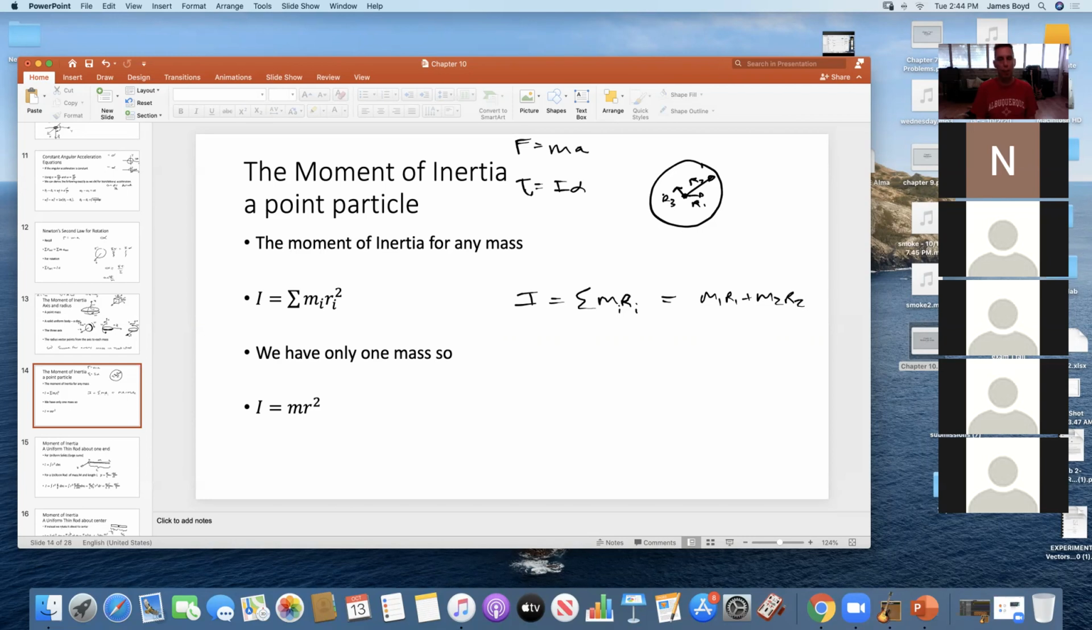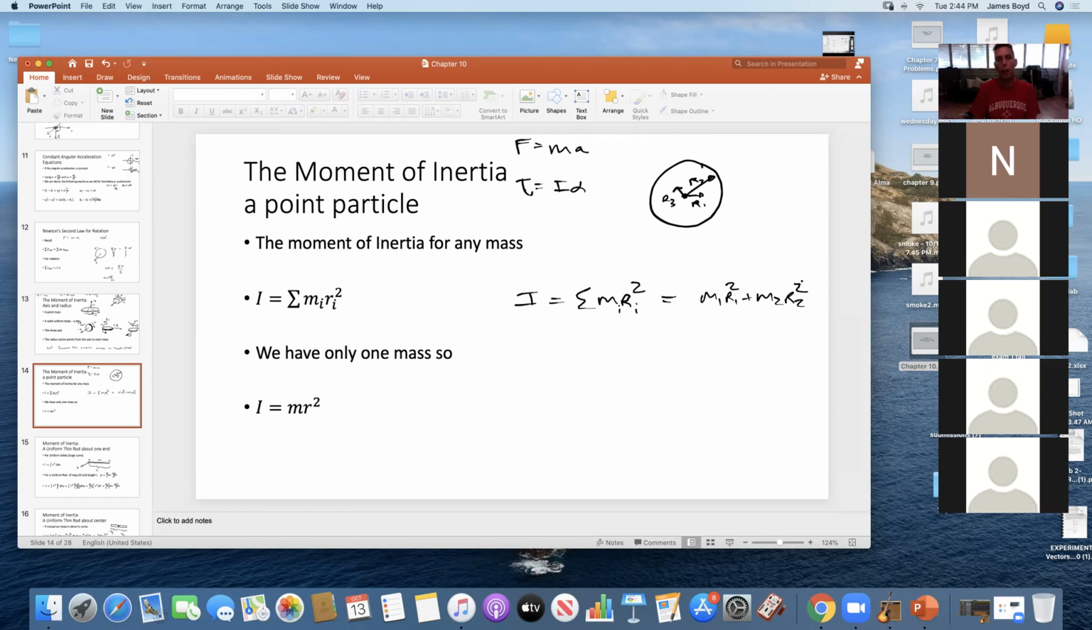You can prove this in math. I think you probably have maybe proved this, if not in Calc 3, maybe in Calc 2. But the moment of inertia, how hard it is to get an object to rotate, depends on the mass and how far away they are from the axis.